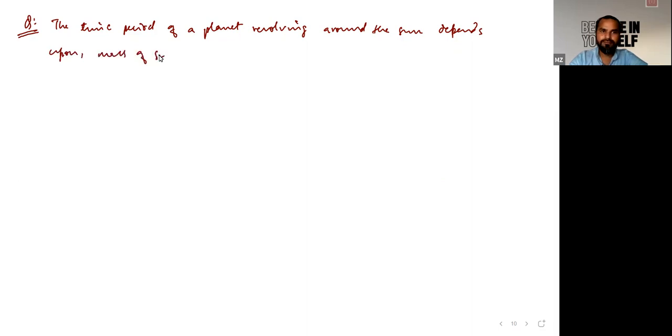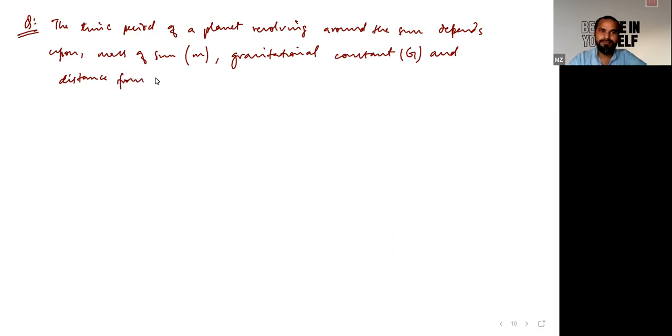mass of sun, gravitational constant, and distance from sun. Put k is equal to 2 pi and try to derive the relationship. Try to simplify on the basis of the last concept which we did in the last class.